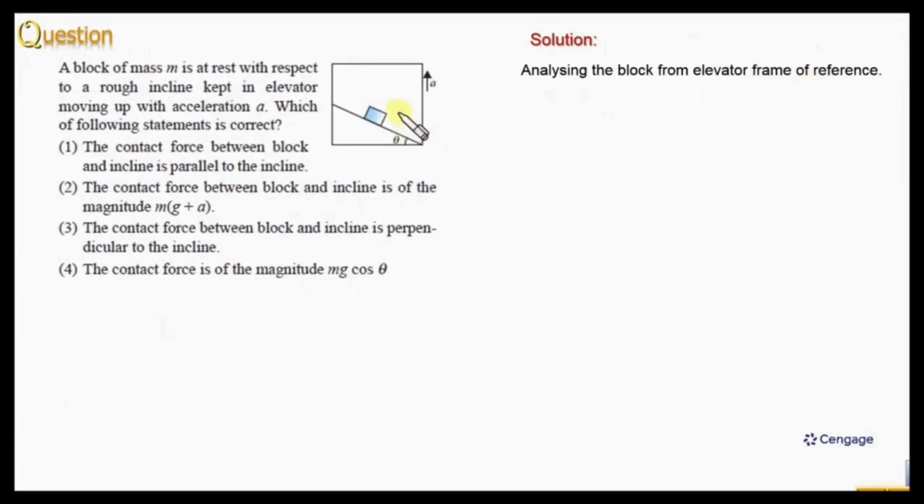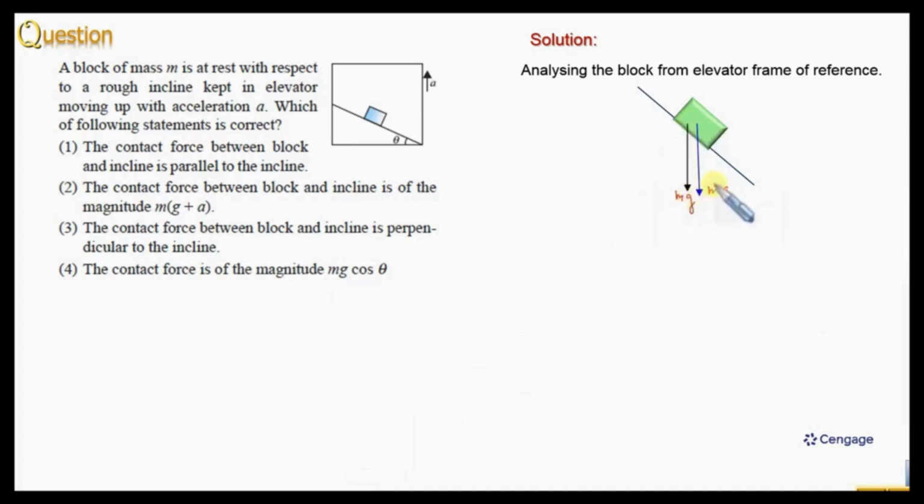Whenever we analyze any object from a non-inertial frame of reference, we should take into consideration the pseudo force. So let us make the free body diagram of the block with respect to the elevator frame of reference. The pseudo force on the block will act in the vertical downward direction, opposite to the acceleration of the elevator. So this is mass multiplied by acceleration, and the weight of the object will also act in the vertical downward direction. This is mg.